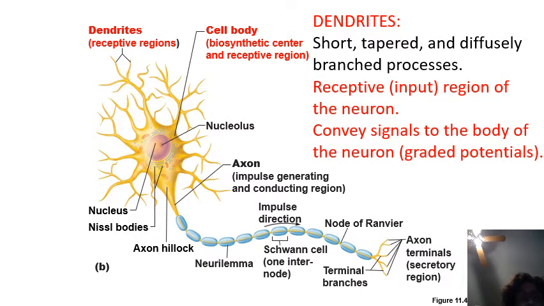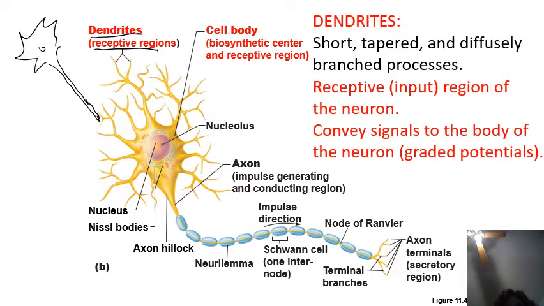The other region of the neuron are the dendrites. In the case of multipolar neurons, there are several dendrites that act as receptor regions. So neurons synapse with other neurons, and these synapses occur at two places. At the dendrite of the neurons, this will be axodendritic synapses.